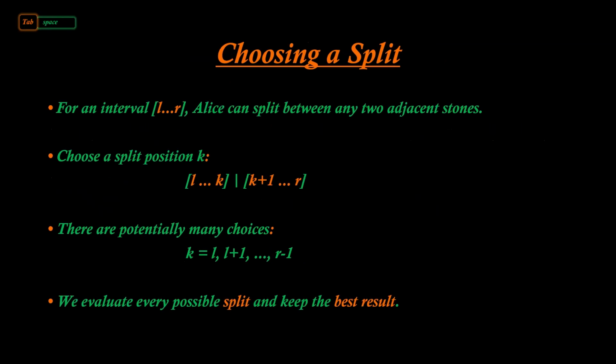Now suppose we are solving an interval from L to R. Alice can choose any valid position k between L and R minus 1. The split becomes L...k and k+1...R. For example, if the interval contains 5 stones, Alice has 4 possible split positions. Every one of these splits can lead to a different surviving interval and therefore a different future score. So we cannot simply examine one split. We must examine every possible split and determine which one gives Alice the highest final score. This is the central transition of our interval DP.